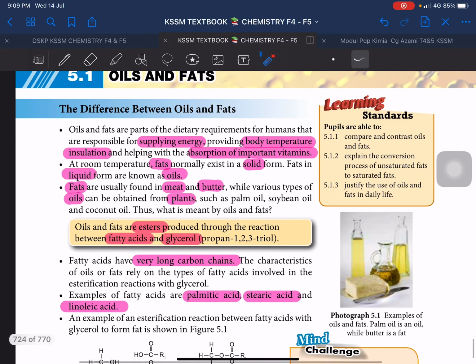Okay, so oils and fats. Let's concentrate on this one. Learning Standard 5.1.1, you are able to compare and contrast oils and fats. 5.1.2, explain conversion and then justify the use, like I mentioned tadi lah. Okay, apalah beza dia? The oils and fats.